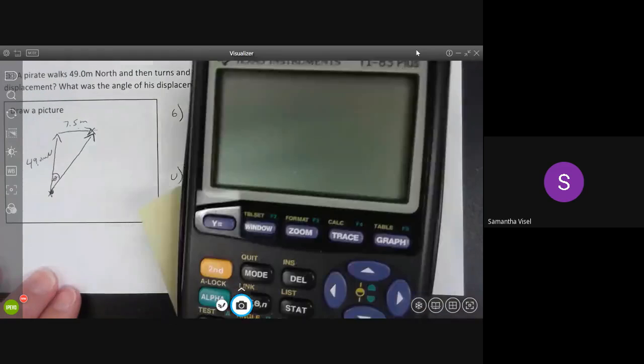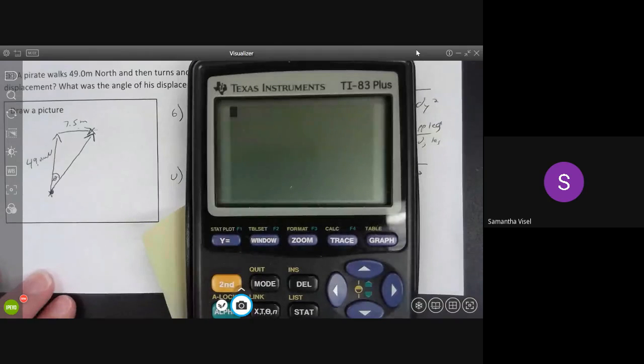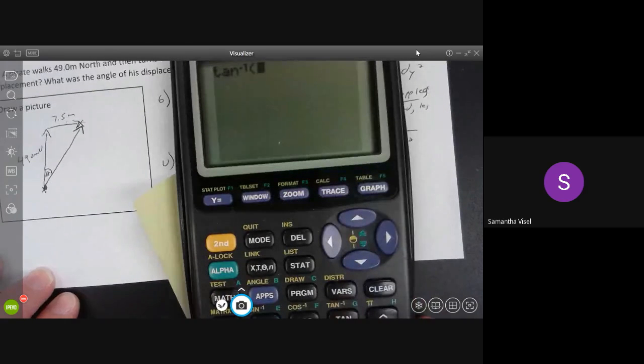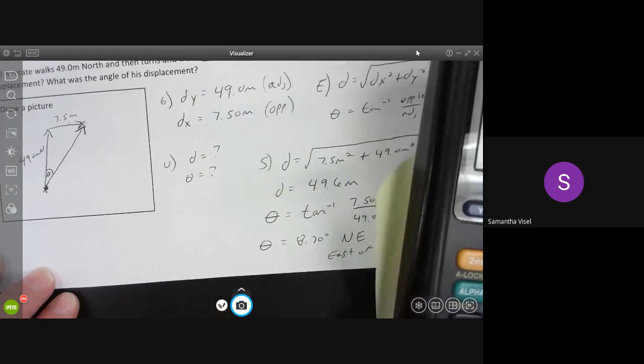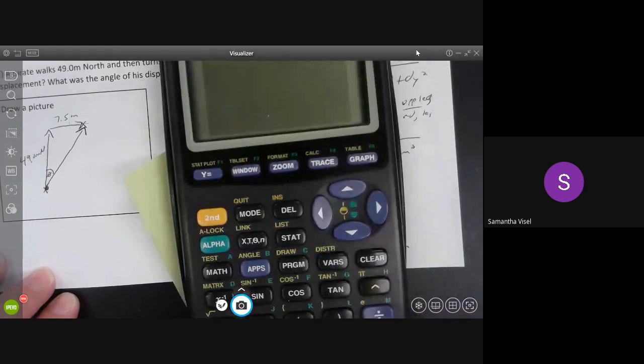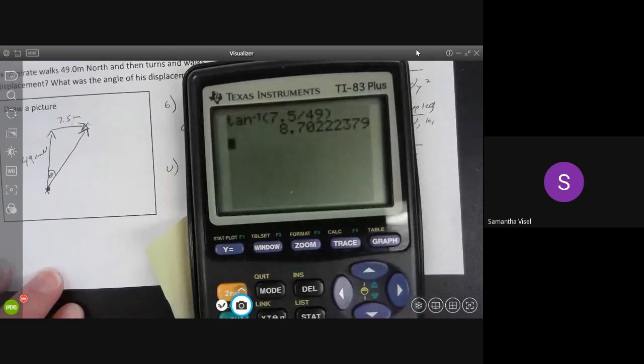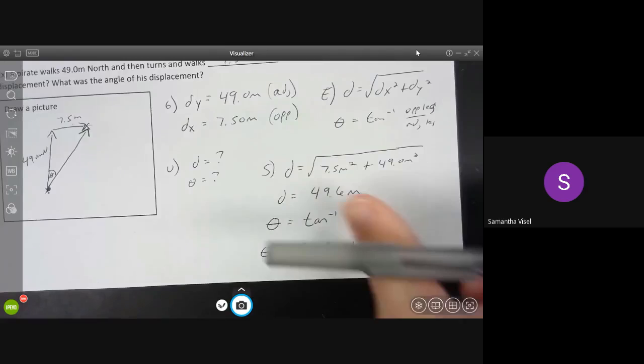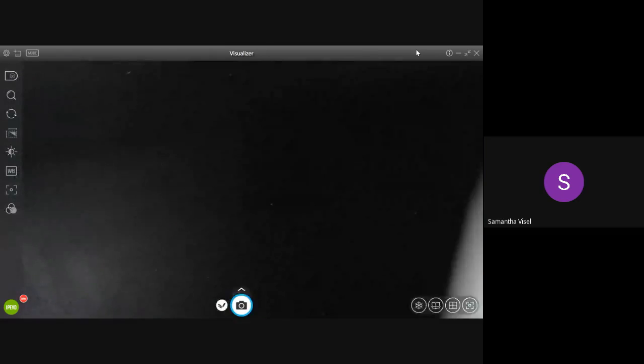If you're having a hard time with the inverse tan, I usually have a lot of people who like me to put that in the calculator. So you're going to hit the second and then inverse tan button, and that's going to pop up. And then you're just going to divide within the parentheses. So 7.5 divided by 49, and that's where we get our 8.7 there. So second, inverse tan, and then just type in 7.5 divided by 49. All right, so that's our first practice problem.